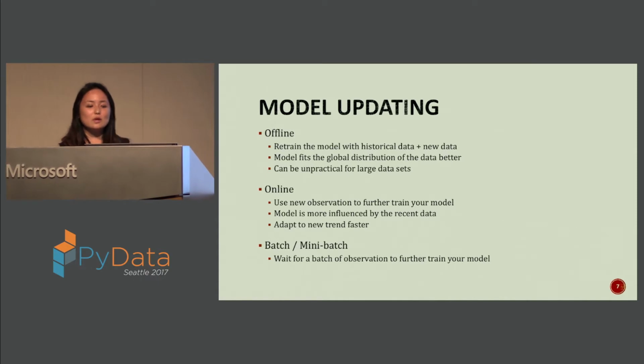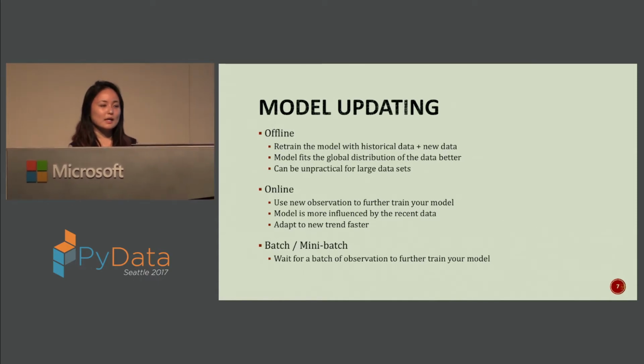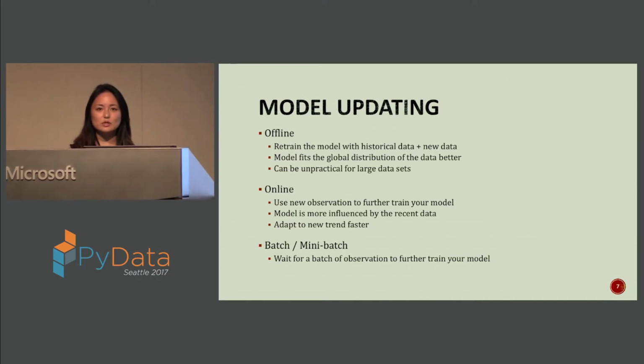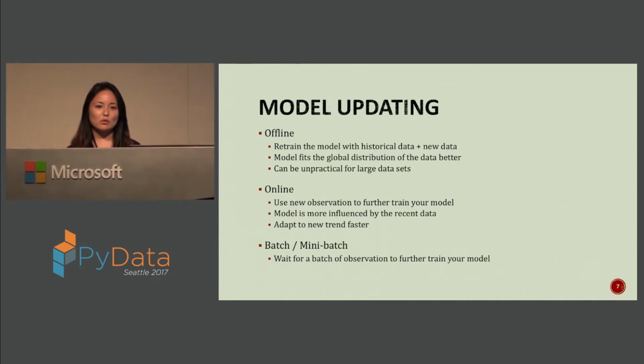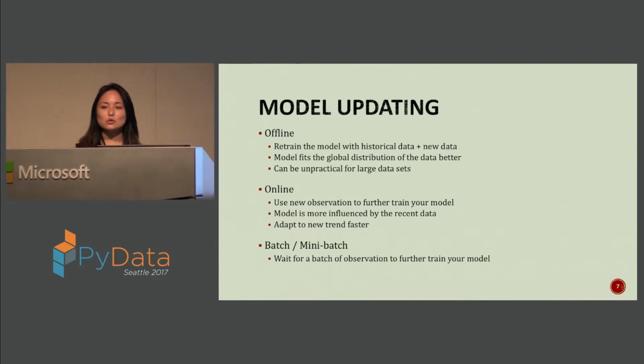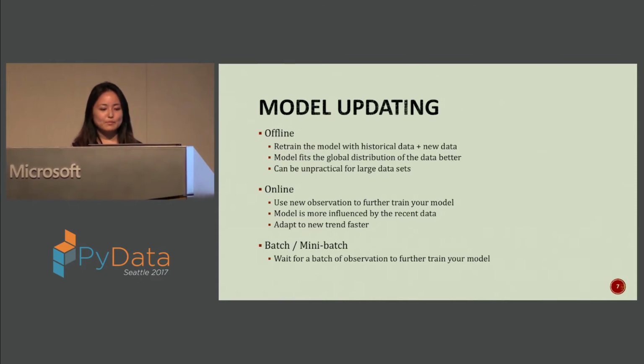Another thing you will think about is model updating. As your system keeps running, you will receive more and more data. And then how would you want to incorporate that data into a model? You can definitely do it in an offline fashion, which means that you retrain your model with your historical data and also the new data you got from your system. And then you do that every night or every week. Sometimes this can be challenging if your data set is too big.